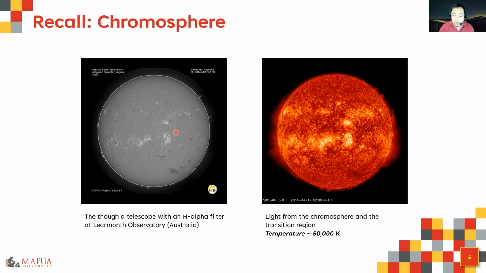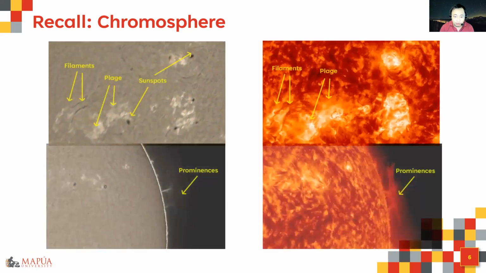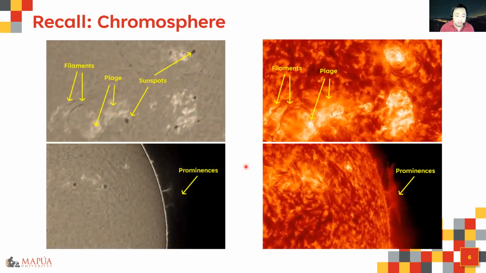Similarly, we can observe the sun in the 304 angstrom wavelength using the Solar Dynamics Observatory. The temperature that corresponds to this spectrum is about 5,000 Kelvin, so it's already near the transition region. If we zoom in, we can see several features of the sun. We can see the sunspots, the plages, the filaments, as well as the prominences.